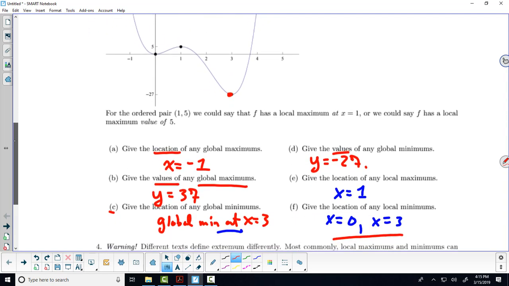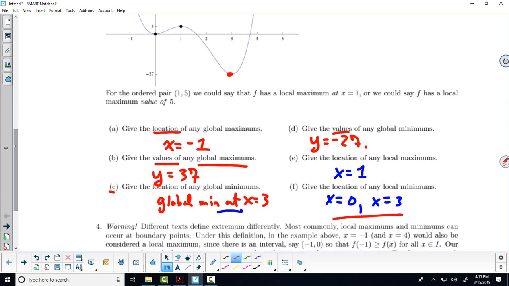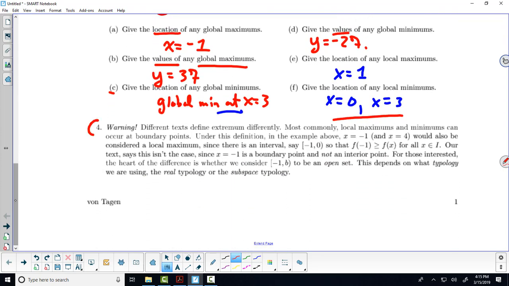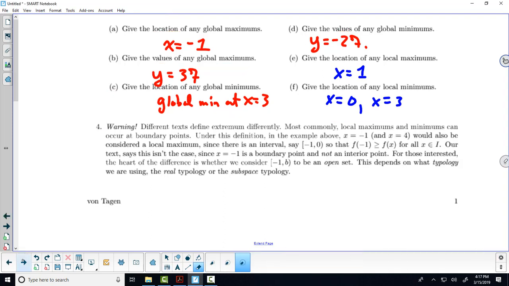I will not purposely try to trip you up with this idea of the location being at a place and a maximum value of. I'm not going to try to purposely confuse you with that, but you should know the difference between the two. For those of you that are interested, there's a nice little point here that describes how different textbooks might choose to define their local and global extrema, and you can read through that if you wish. If you're ever interested in that, feel free to come by and we'll discuss it. Okay, let's move on to the next page.